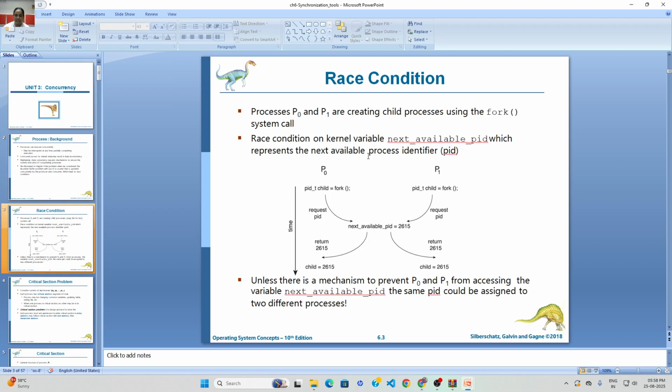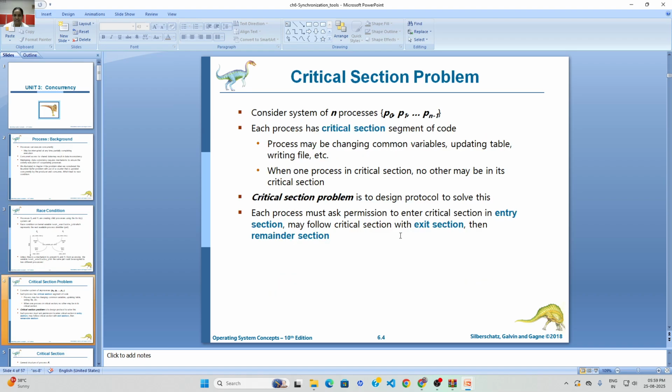The first one is the race condition. Processes P0 and P1 are creating child processes using a fork system call. A race condition may occur while both processes are trying to enter into a critical section, so they need to create one request ID and response ID. Through this method, the race condition is avoided.